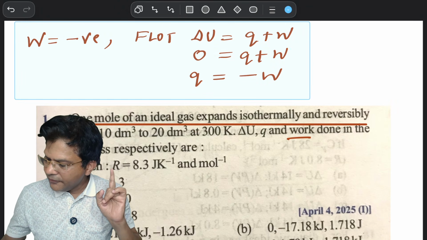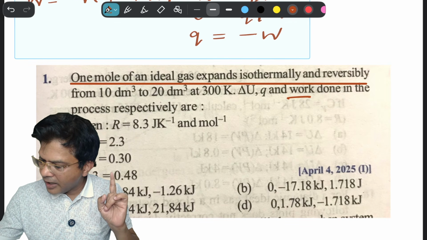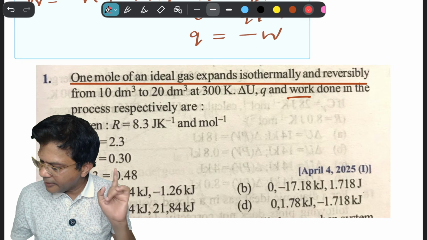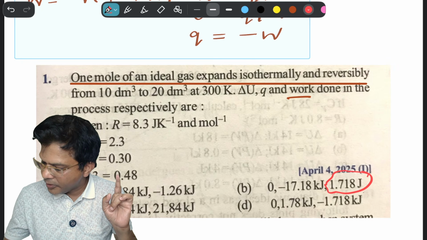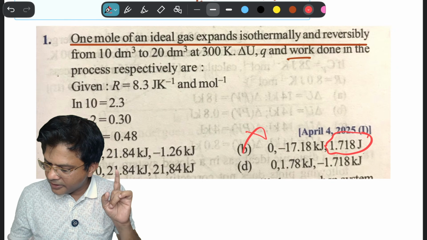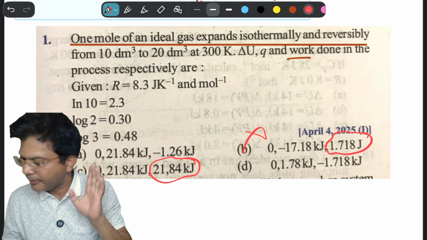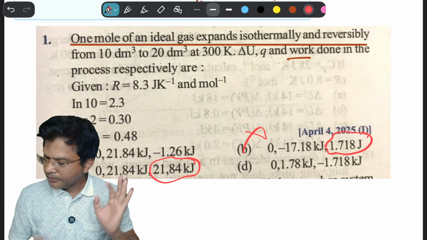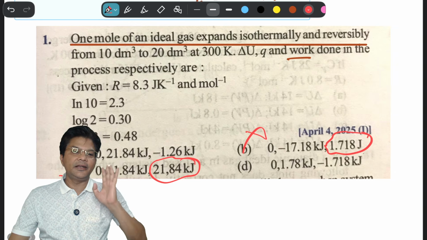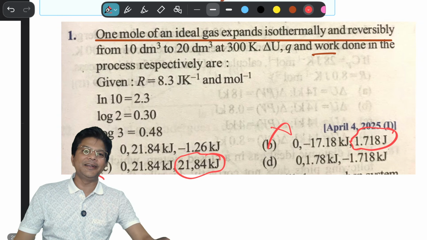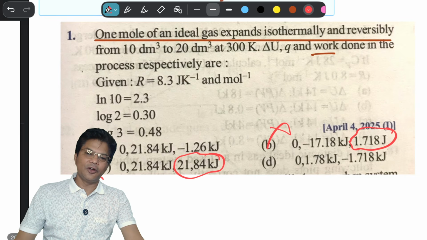Now, if you see the options, the options indicate that the first can be the answer, but the second can't be the answer because W is given positive. Even C can't be the answer because W is given positive. So two options remain. Now the race is just between option A and D. Anyways, we have to solve it now.